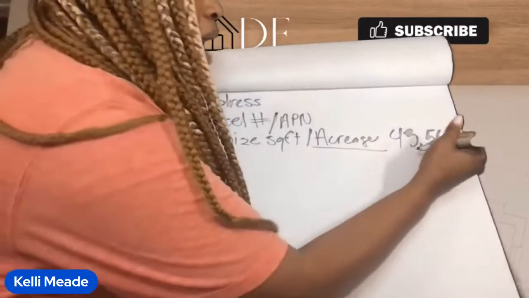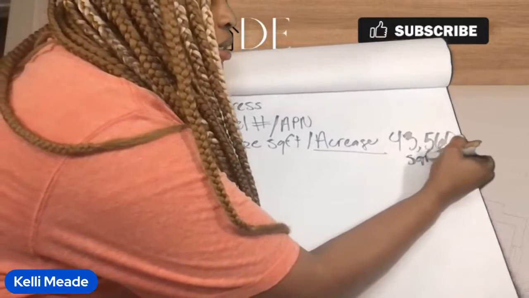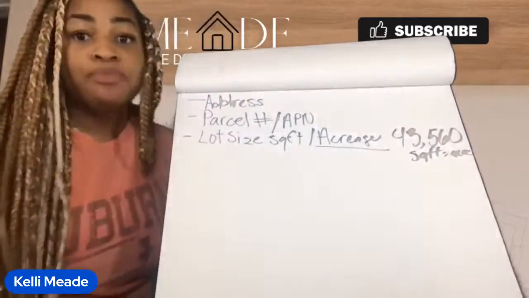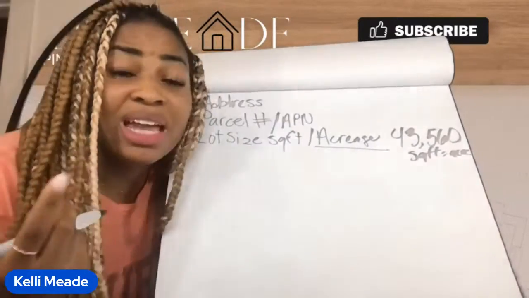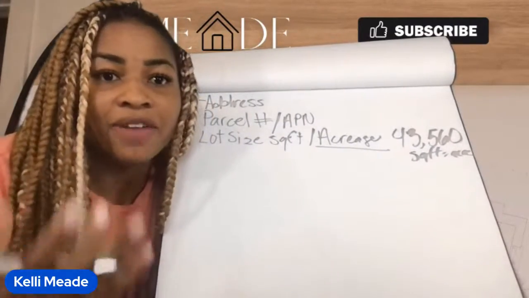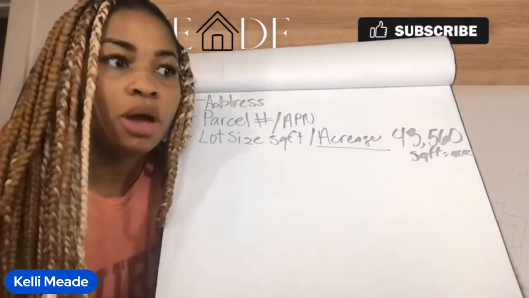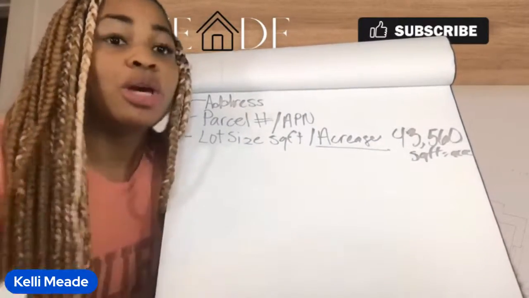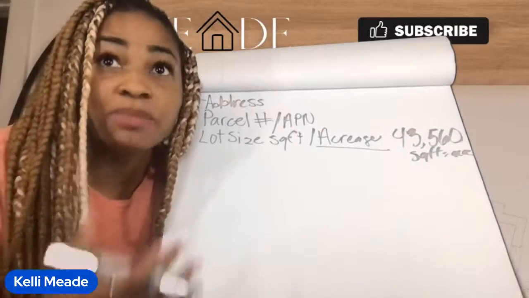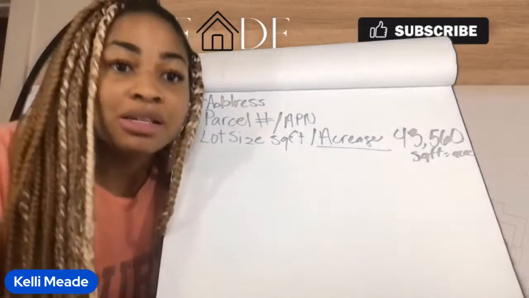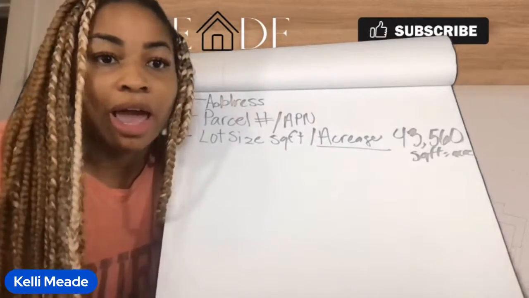43,560. That is how many square feet are in an acre. Okay, so you want to know that. And it's really good for eyeballing it in the event someone sends you something in square footage and you don't know how many acres are in there. You can always determine the acreage based off that simple calculation in your head. So if it's over 43,000 square feet, you know it's more than an acre.